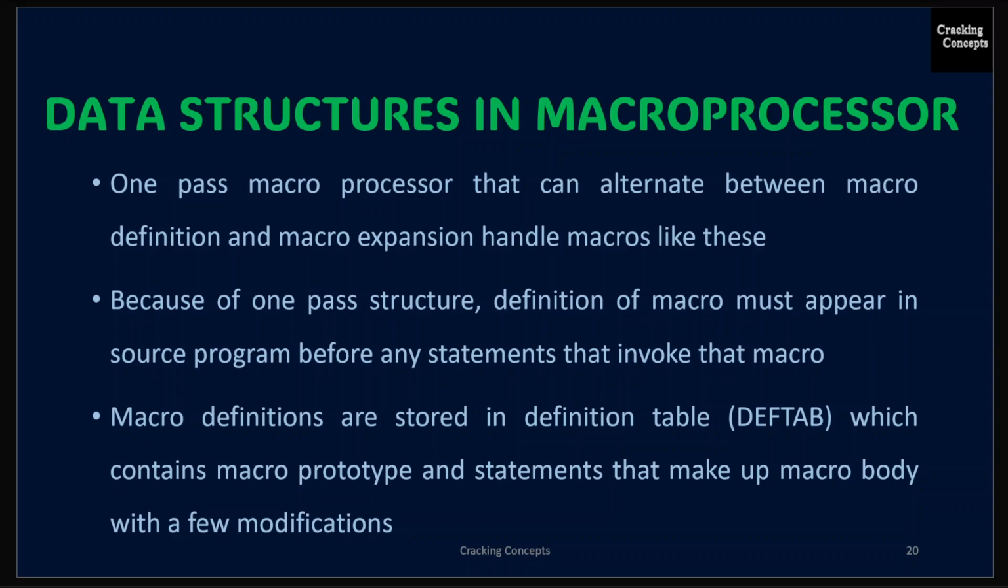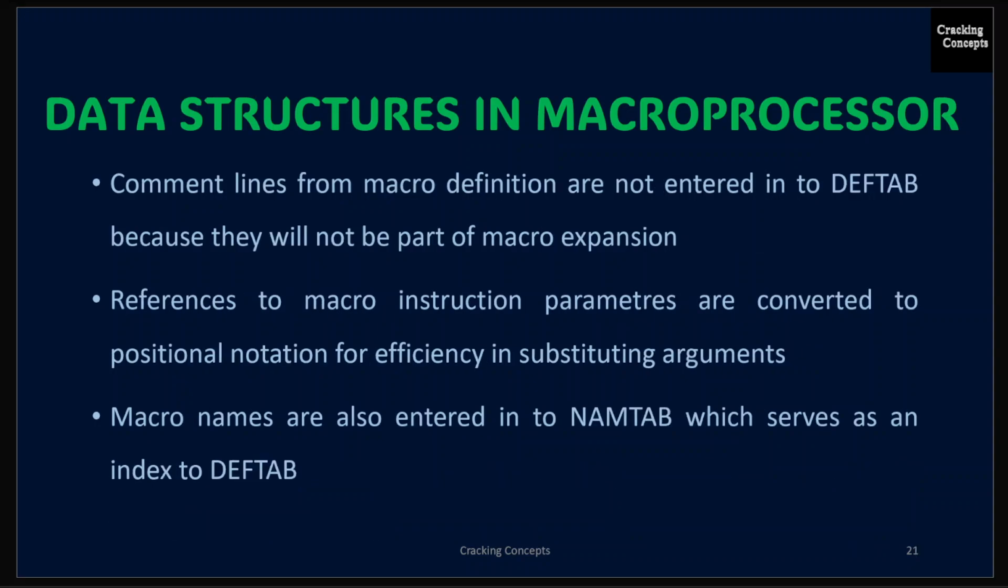The macro definitions are stored in a definition table, or DEFTAB, which contains the macro prototype and statements that make up the macro body with a few modifications. Comment lines from the macro definition are not entered into the DEFTAB because they will not be part of the macro expansion. References to the macro instruction parameters are converted into positional notation for efficiency in substituting arguments. The macro names are also entered into NAMTAB, or name table, which serves as an index to DEFTAB.